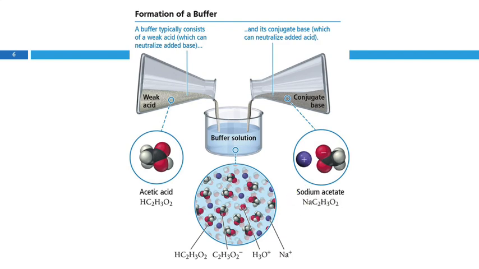Sodium here is just a counter ion for the ionic compound. It could be potassium or lots of other things. But we're interested in the acetate. So now what we have in this buffer solution is significant amounts of the acetic acid and the acetate. You'll also have sodium ions and hydronium ions present.